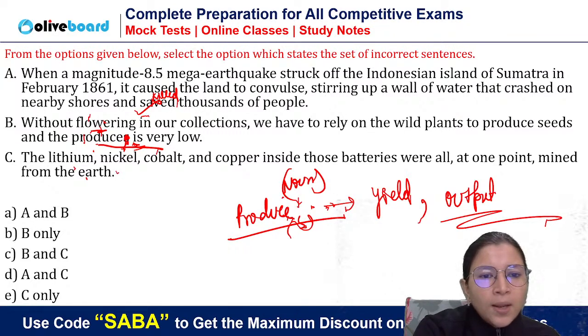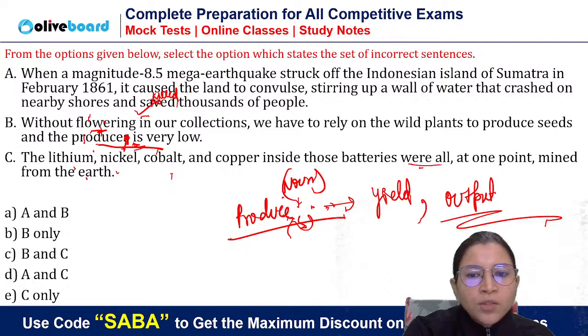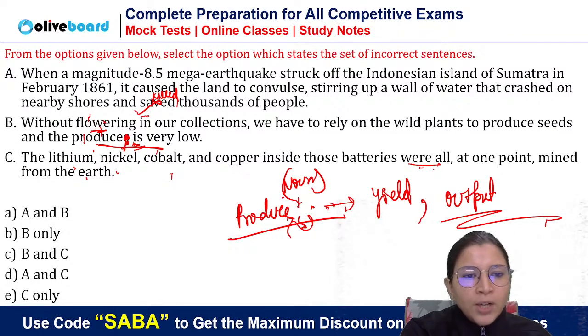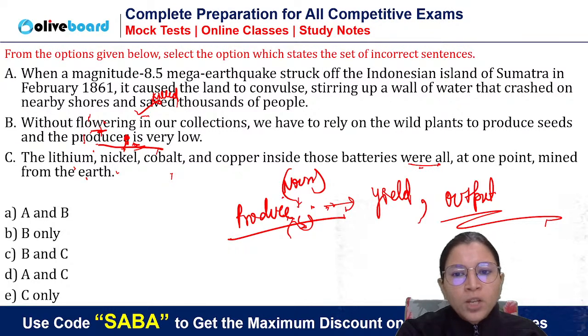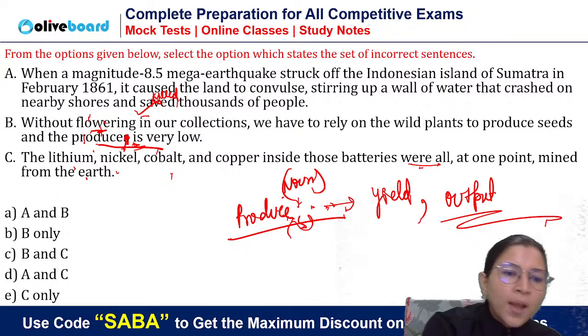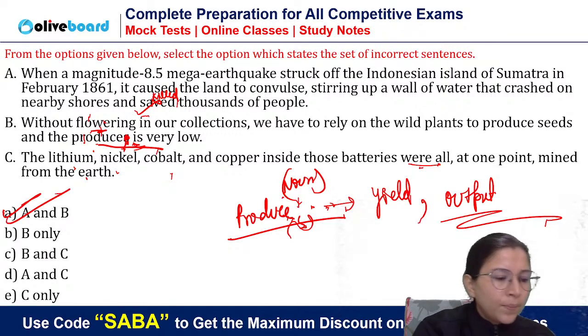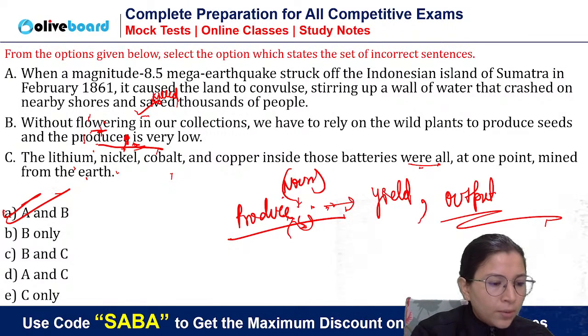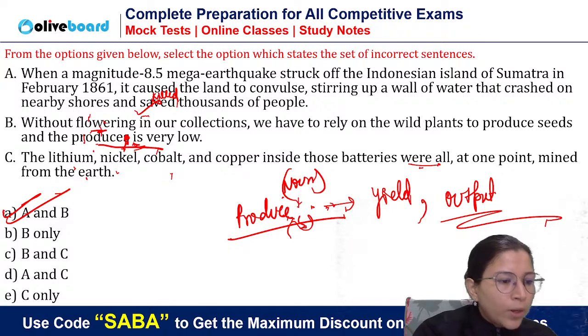C. The lithium, nickel, cobalt and copper inside those batteries were all. Achha, multiple subjects: lithium, nickel, cobalt and copper inside those batteries were all at one point mined from the earth. Absolutely correct. Yes, you all were right. A and B are right. Okay. Got the point?